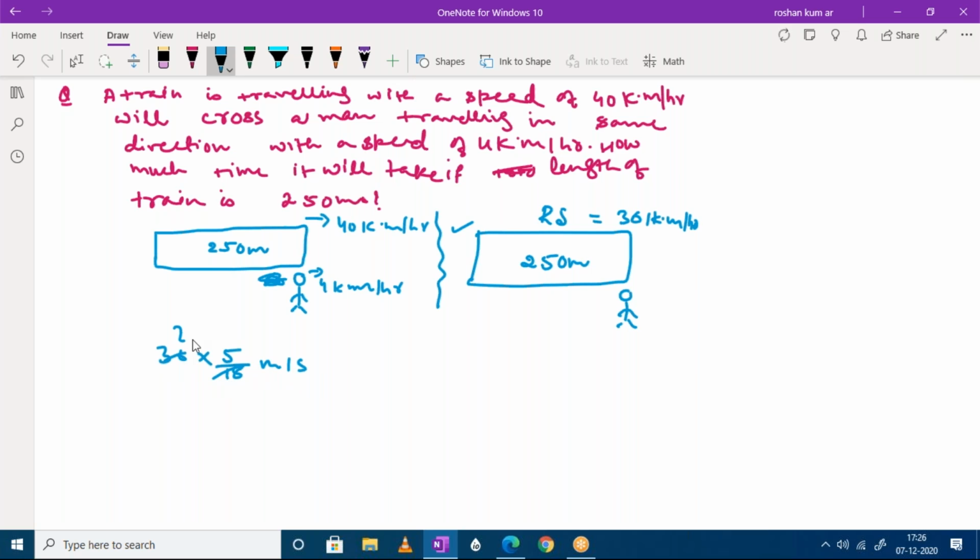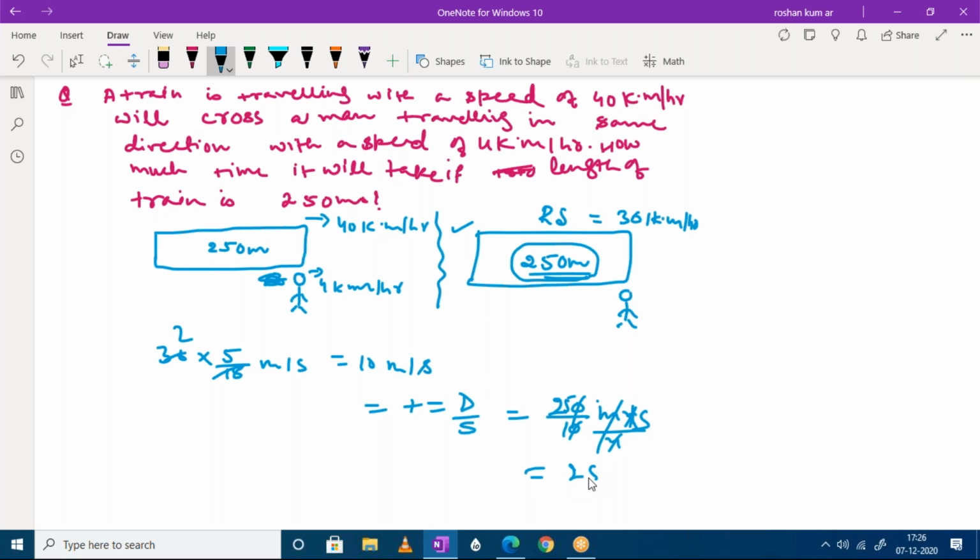The 18 cancels, and this becomes 10 meter per second. Distance is how much? Distance is 250 meters. Perfect. So time equals distance by speed, which is 250 divided by 10. Zero, zero cancel, and meters cancel, and what's left is this. This is meter per second, so this will be 25 seconds, my people.